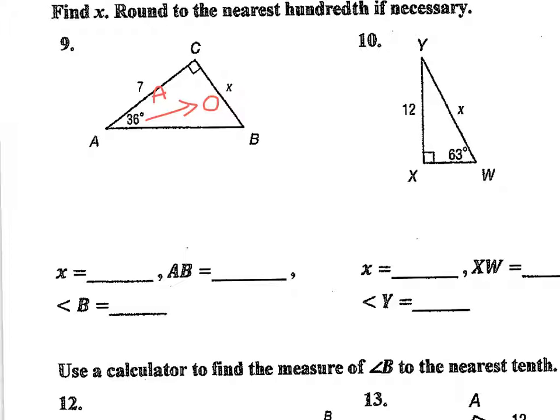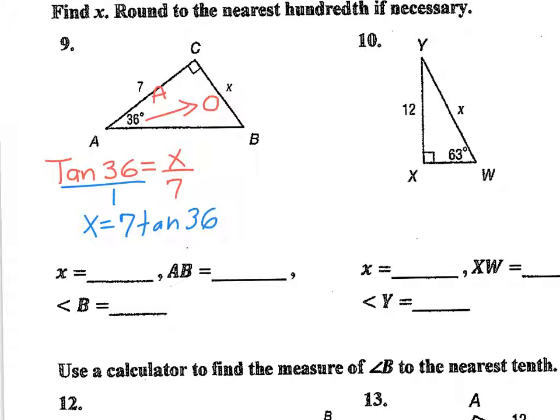Cosine? Tangent, right? It's TOA. So it's tangent. So the equation should be tangent of what? Of 36 equals x over 7. And then you cross multiply. So x is what? 7 tangent of 36. You put that in the calculator, and what was that? 5.09.